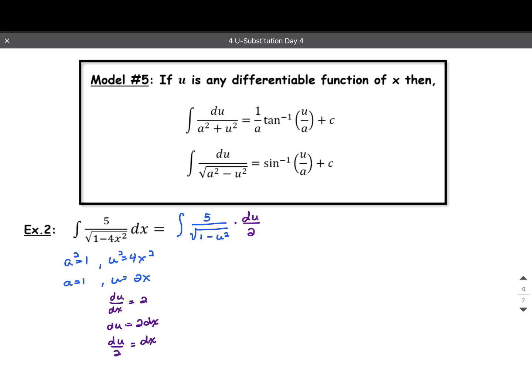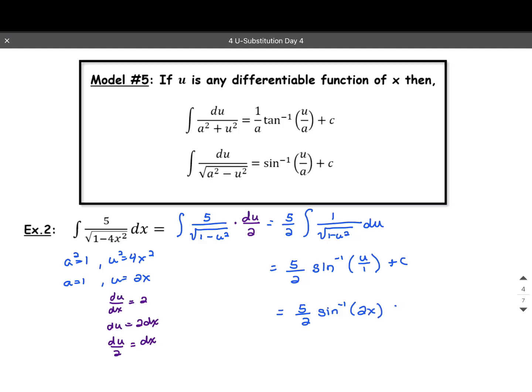Well, I've got a constant now of 5/2 times the integral of 1 over the square root of 1 minus u squared du. So I'm going to keep my 5/2. This is my form for sine inverse. And sine inverse is u over the a, which is 1, plus c. So this is 5/2 sine inverse, and my u, remember, is 2x. I don't need to divide by 1, plus c. And there we are. Okay?